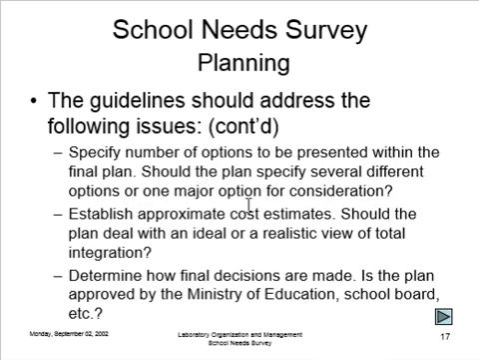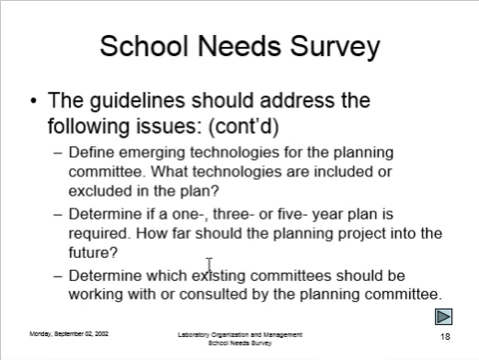Four, establish an approximation for cost estimates. Should the plan deal with an ideal or a realistic view of total integration? Five, determine how final decisions are made in the school system. Is the plan approved by the Ministry of Education, school board, or individual site/building level, or both simultaneously? Six, define emerging technologies for the planning committee. What technologies are included or excluded in the plan?